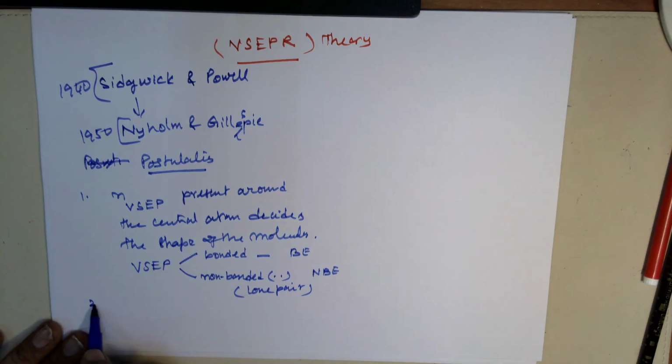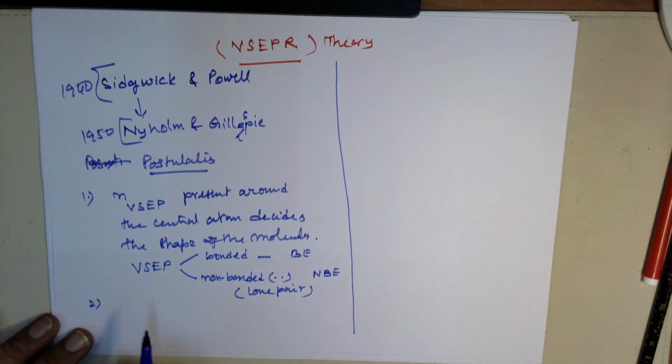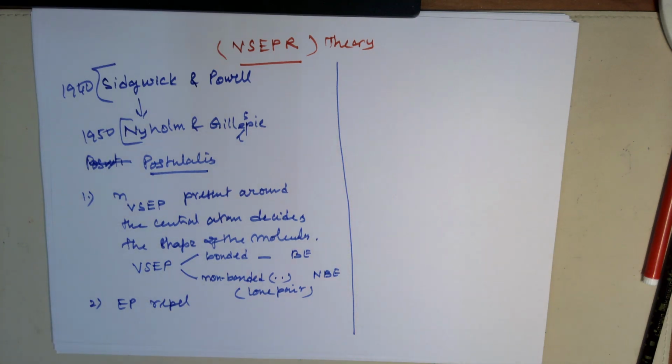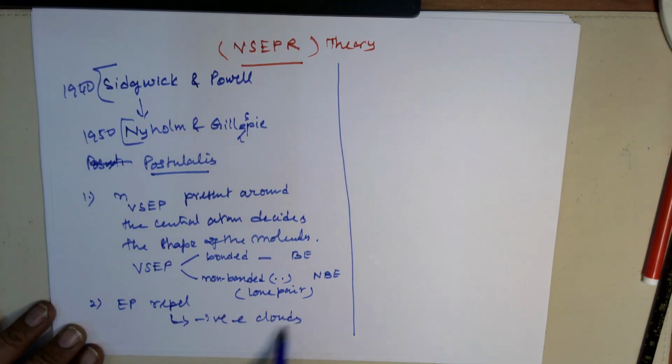Second point. The electron pairs of the valence shell repel one another. So these electron pairs repel one another, because the electron clouds are negatively charged. So because of negative charge on the electron clouds, and usually like charges repel each other, electrons repel each other. So there is a repulsion between two electron cloud groups.